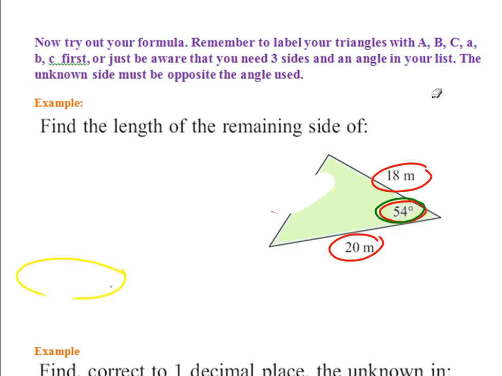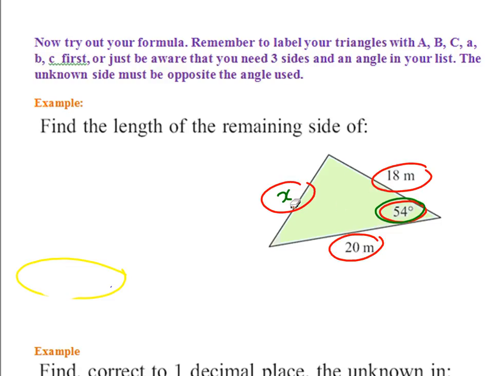You know when you need the cosine rule instead is when you're dealing with three sides and an angle in terms of your list. Your list is kind of like what I'm circling here. So, find the length of the remaining side. Length we tend to label as x. And notice what I've done here is I've circled in red my three sides.